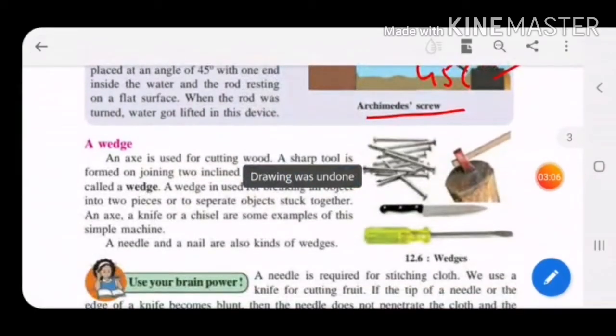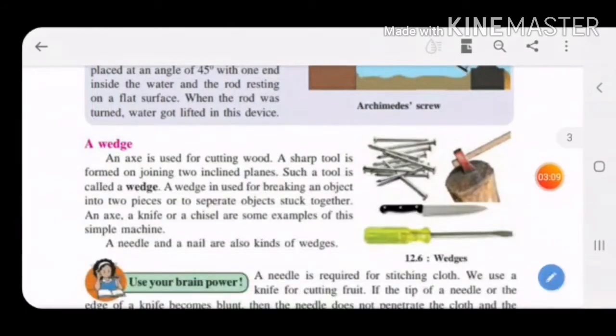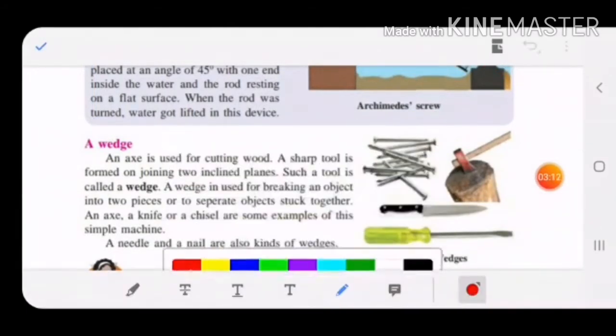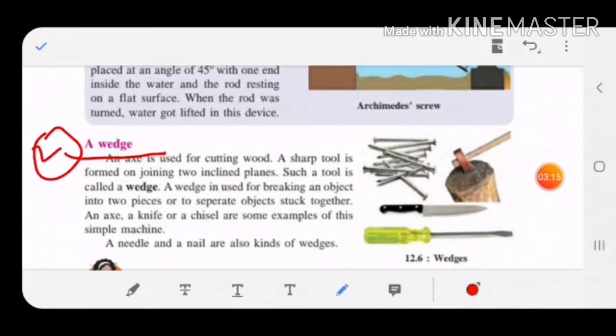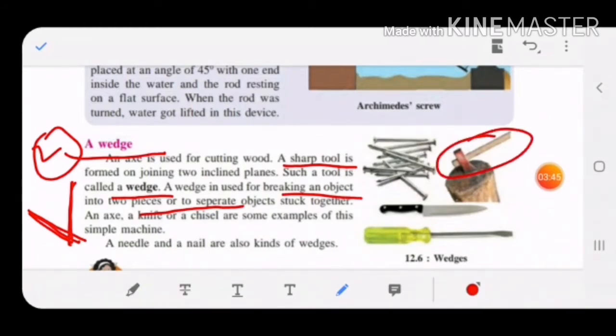Now let us see the second important simple machine, that is the wedge. Let us study about the wedge. First we have seen the inclined plane. Now let us see about the wedge. What is a wedge? Children, a wedge is a sharp tool formed by joining two inclined planes. When two inclined planes are joined like this, we get a tool called a wedge, and it is a sharp pointed tool. A wedge is used for breaking an object into two pieces or separating objects stuck together. It is used to break an object, like this axe.